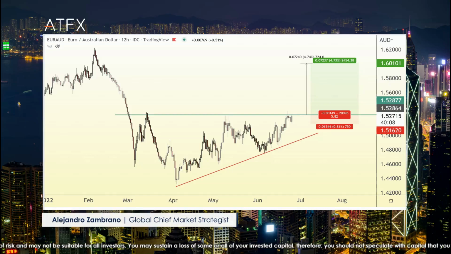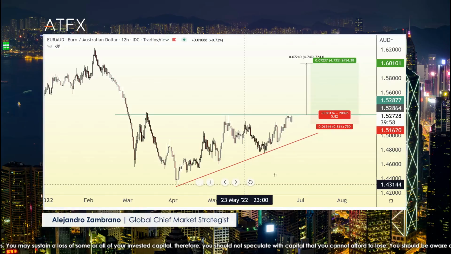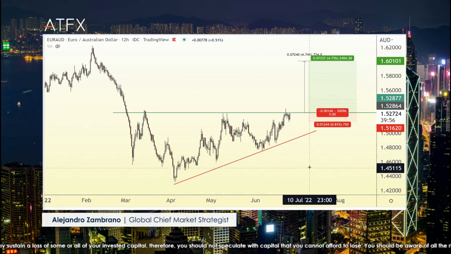In this short video, we're going to talk a bit about the Australian dollar. It looks to weaken quite strongly against the euro and the British pound. This is the euro versus the Aussie dollar, and you can see here that we're stuck in an ascending triangle.